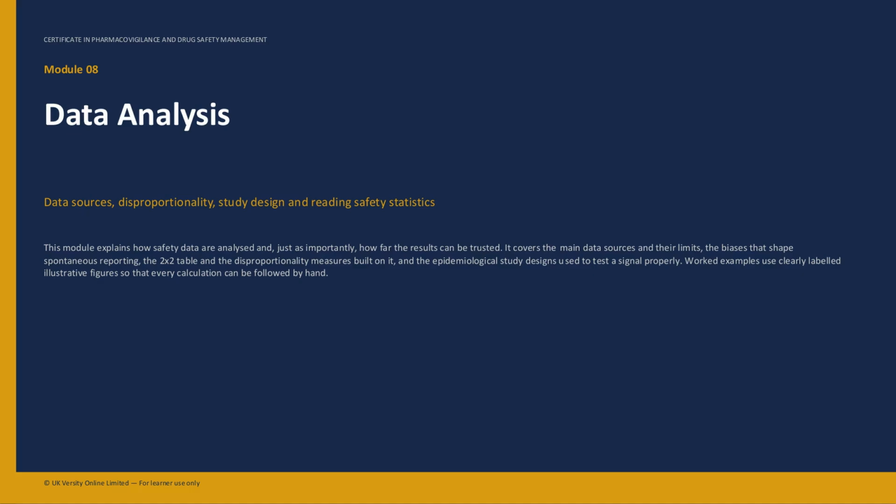In this module, Data Analysis, this module explains how safety data are analysed and, just as importantly, how far the results can be trusted. It covers the main data sources and their limits, the biases that shape spontaneous reporting, the 2x2 table, and the disproportionality measures built on it, and the epidemiological study designs used to test a signal properly.